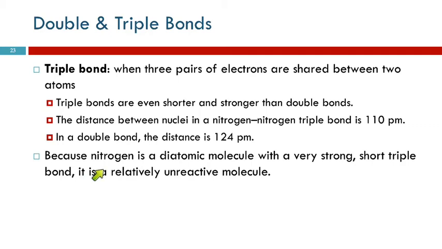So nitrogen is a diatomic molecule. And those 2 atoms are held together by a very strong short triple bond. And so nitrogen is very unreactive because that bond between them is so strong.